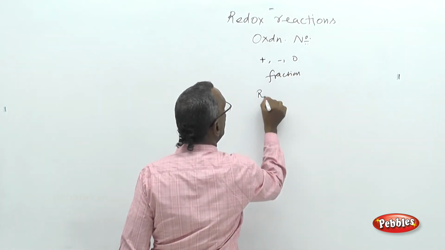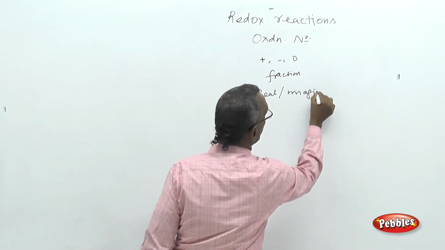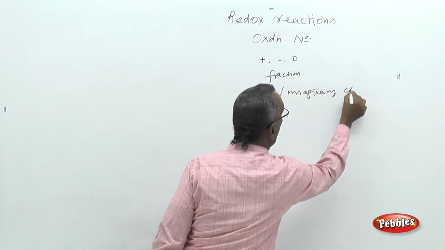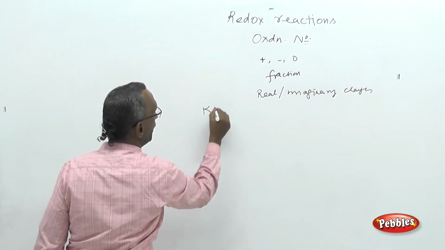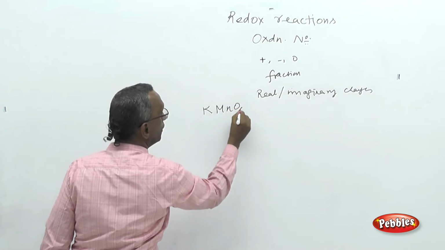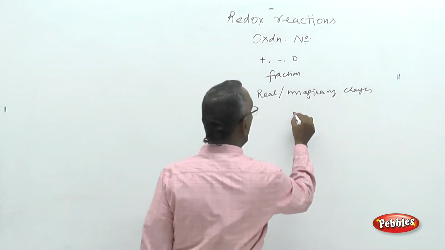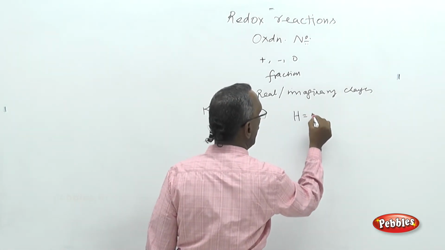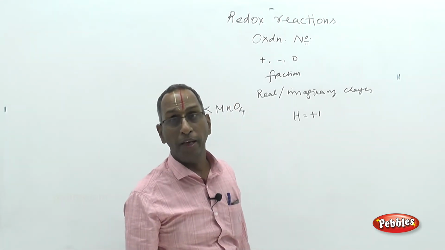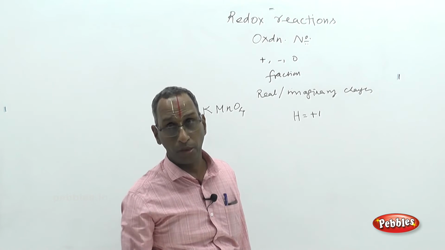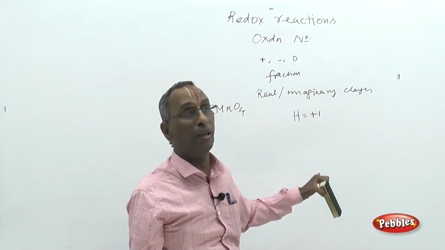So, it is also defined as real or imaginary charges. A question may arise, what is meant by imaginary charges? For example, let us see the case of KMnO4. For the calculation of oxidation state, hydrogen's oxidation state is generally taken as +1 in its compounds. In acids, most of the compounds, in ionic compounds, it is taken as +1.